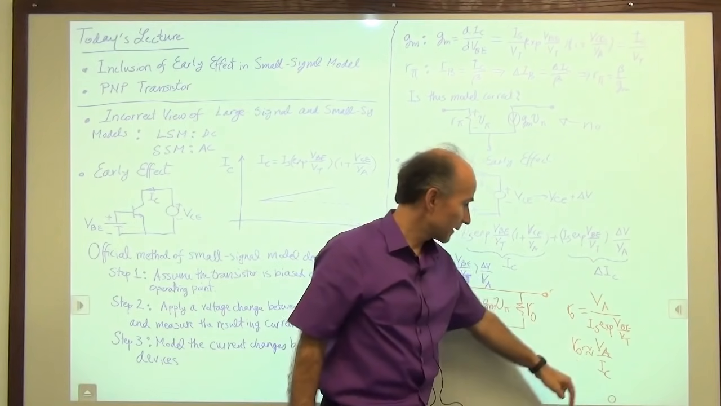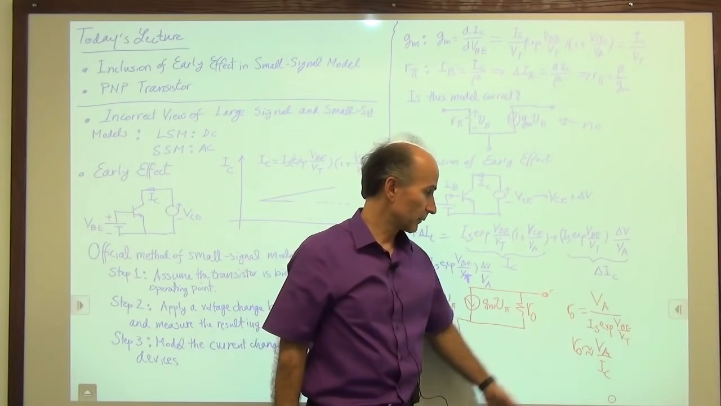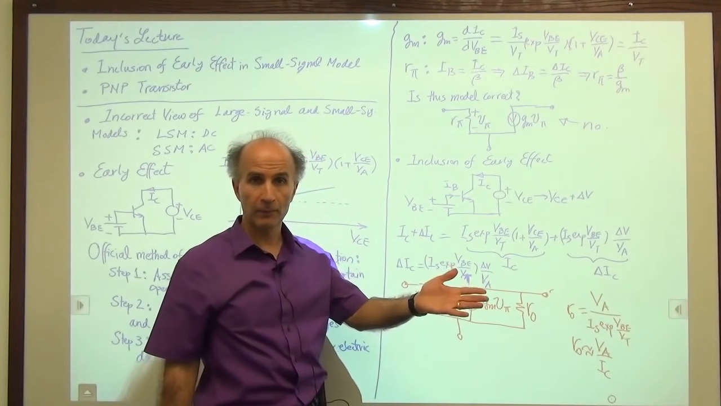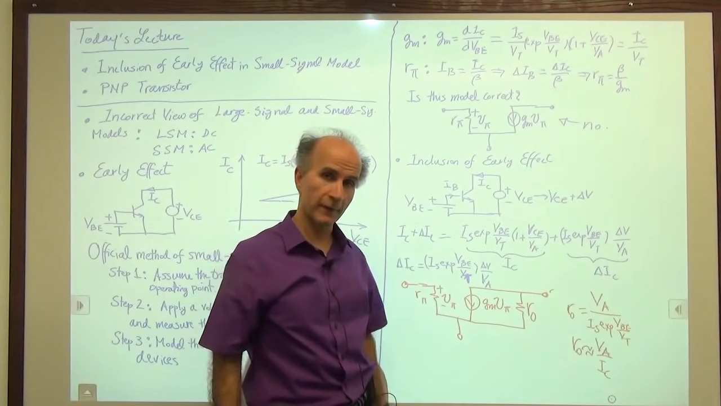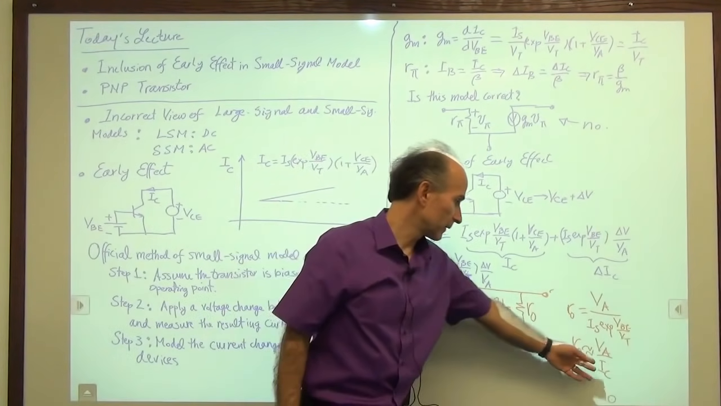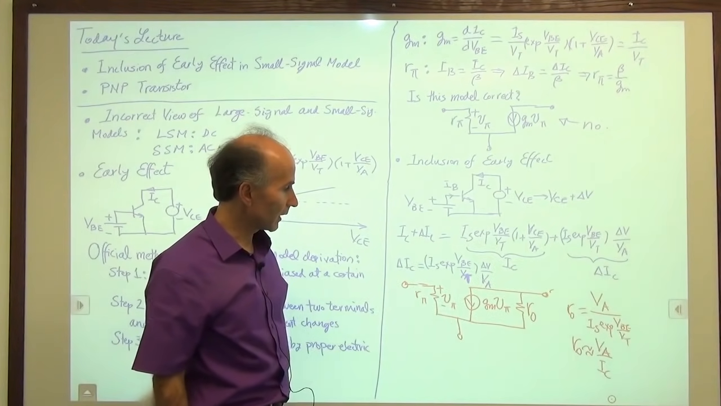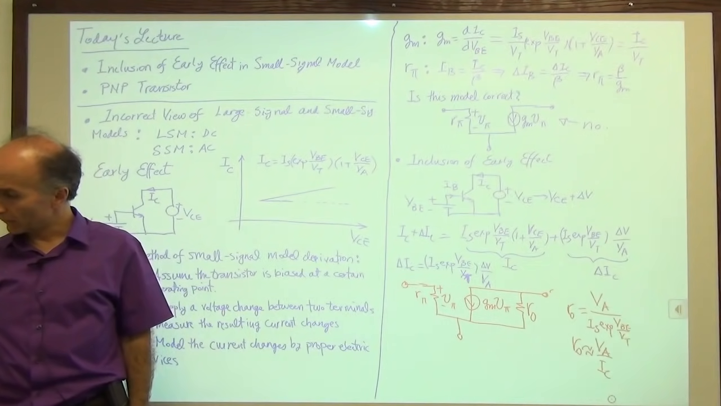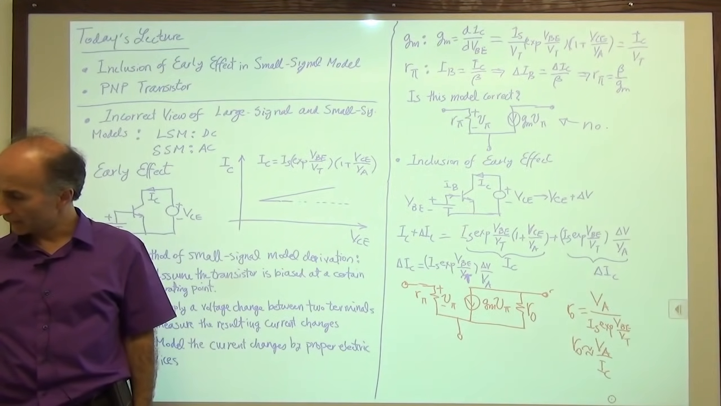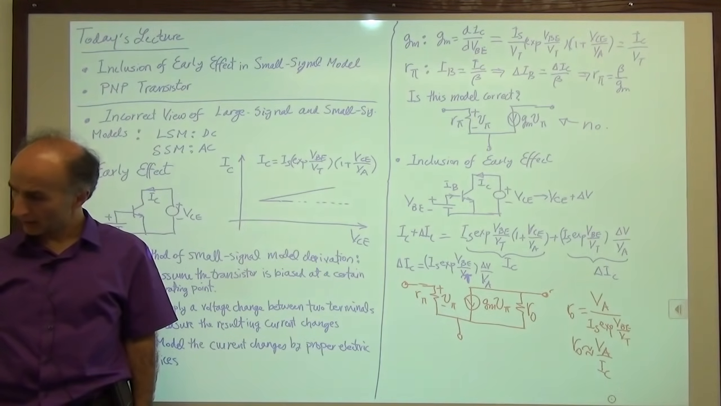so IC is the bias current, VA is the early voltage. The early voltage, as I said before, goes somewhere from a few volts to a few tens of volts, depending on the transistor that you buy. And IC, of course, is the value that we have, maybe a few milliamps. All right, so we have derived the small signal model of the bipolar transistor in its entirety. And that completes this section.